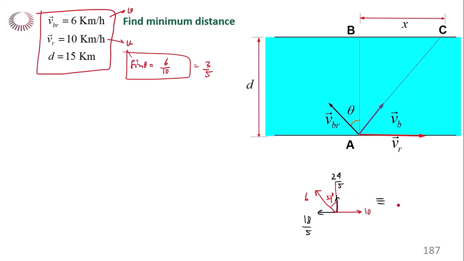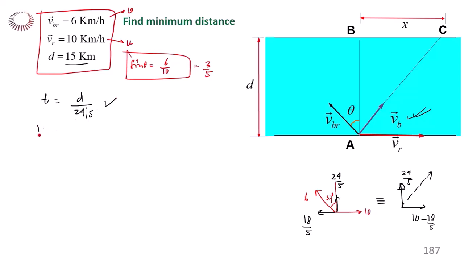So ultimately what I can say, x component has 10 minus 18 by 5, and along y it means 24 by 5. So resultant of these two can be calculated as the VB number. Once I know the VB number and with 24 by 5, I can calculate the T number. What was T? T should be equal to D, given 15, divided by 24 by 5. That will be the value of T.